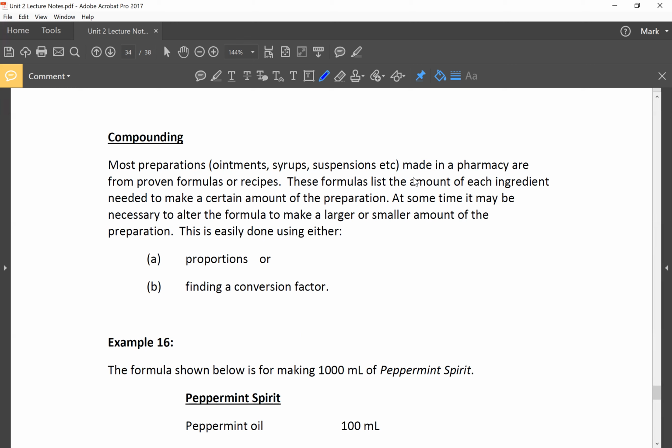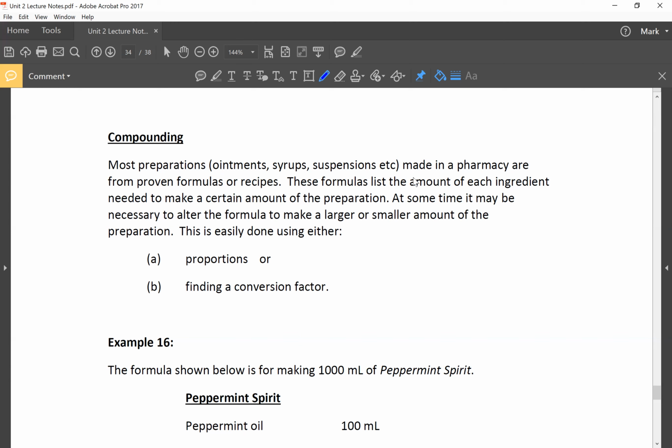So it says here at the top, most preparations, like making ointments or syrups or suspensions. Not sure if you guys can remember suspensions. I don't even know if we talked about that in chemistry too much, but a suspension is what we would call a colloid. It's when you have one thing dispersed or spread through something else. An example of a suspension would be a glass of Pepsi or Coke.